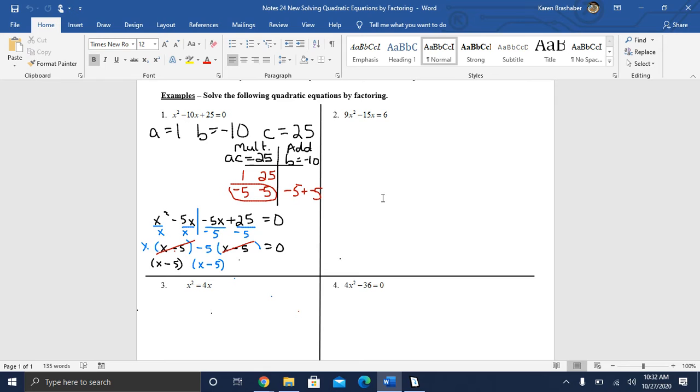Now, here's where the new part comes in. This is equal to 0. So now we're going to set each factor equal to 0.